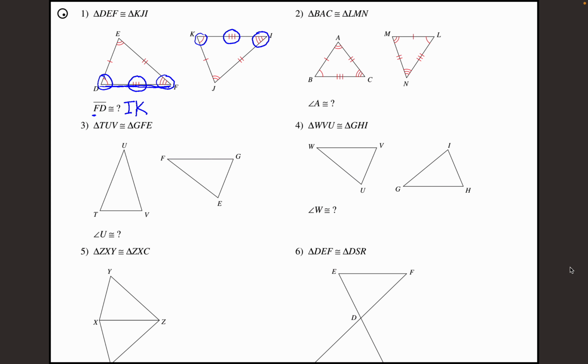All right, what do we get for number 2? Angle.